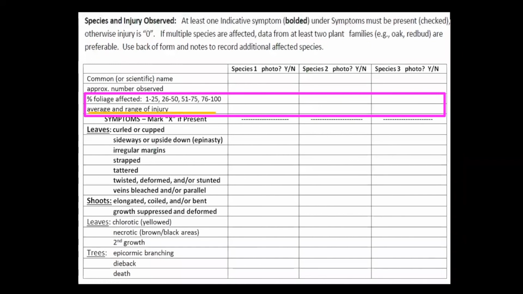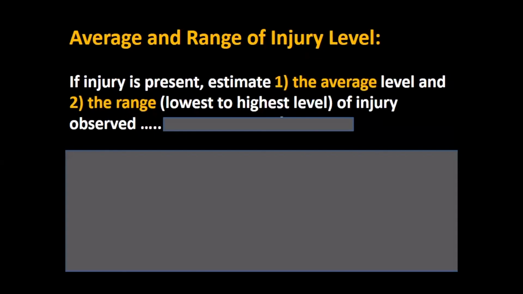And then the very last item here is the average and range of injury of the symptoms that we're observing on the foliage. We're going to talk about how we rate injury level here. If injury is present, we want to estimate the average level and the range, meaning the lowest level of injury that we observe to the highest level of foliage injury that we observe on the subject species. We're rating this on a scale of 0 to 10, and this is a subjective scale. 0 meaning the least, and 10 being the highest level of damage.